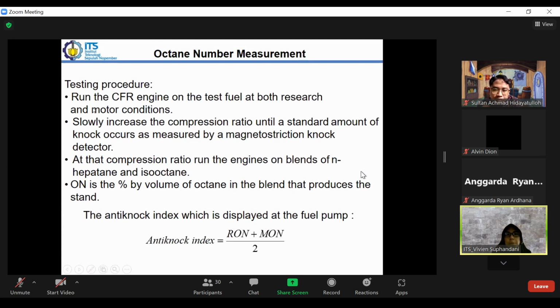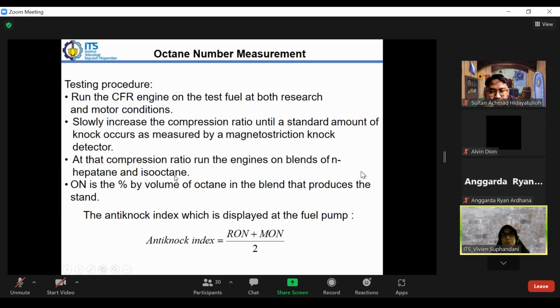What is the testing procedure? We run the engine at both research and motor conditions, and then we slowly increase the compression ratio until a standard amount of knock occurs, as measured by a measurement device called a magnetostriction knock detector. This should be calibrated first. At that compression ratio, we run the engine on blends of N-heptane and isooctane.